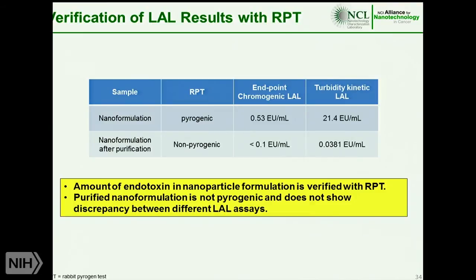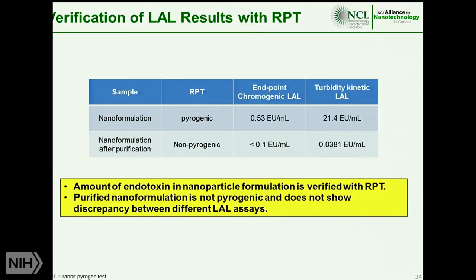This nanoformulation was characterized in the NCL assay cascade, and then we tested it by chromogenic LAL. We detected 0.5 EU per milligram of the nanoparticle in this formulation. The same formulation tested by the turbidity kinetic LAL gave us 21.4 EU per milliliter. So how do we know which of this data is correct? At the dose at which this material is used, if this value is true, then the material should not be pyrogenic. But if this value is true, the material will be pyrogenic.